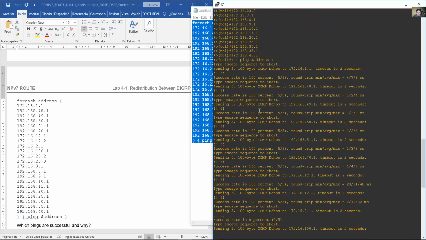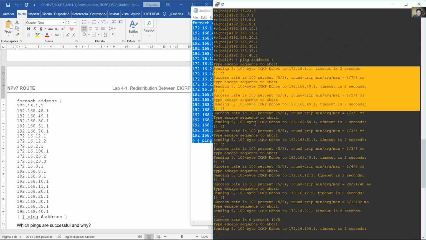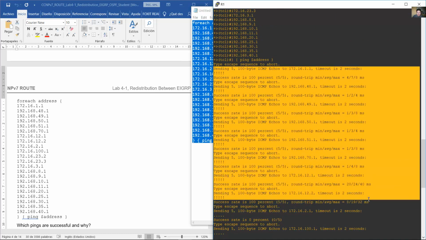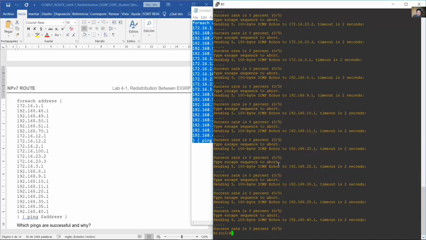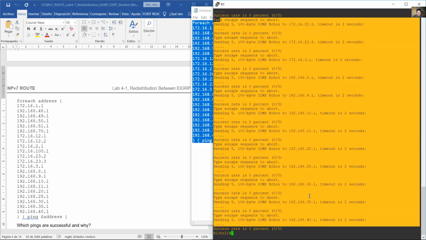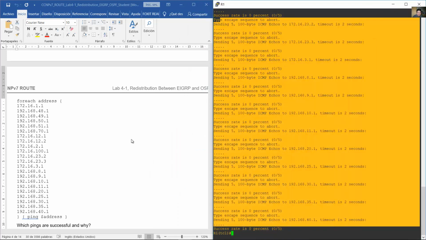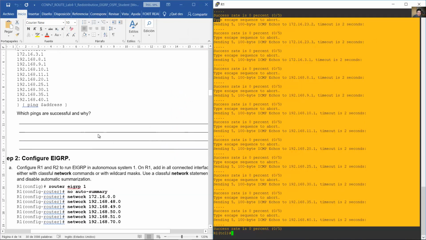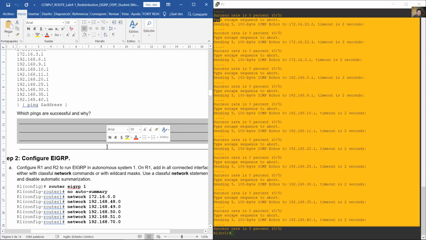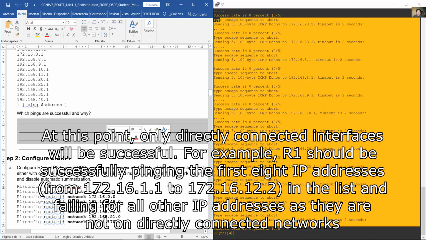Okay, some are successful and another destination IP address failed. Which pings are successful and why? At this point, only directly connected interfaces will be successful.